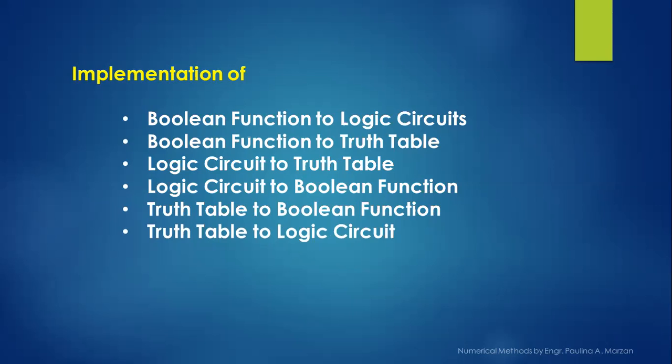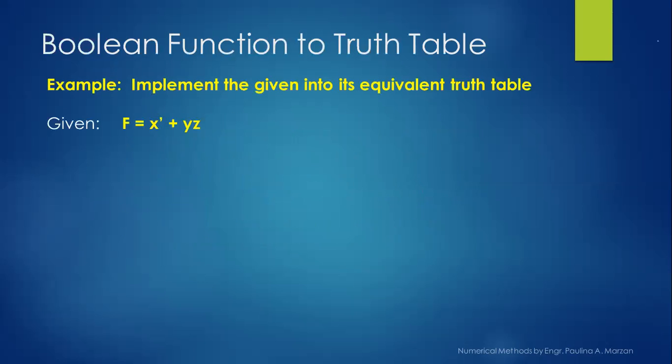So to start, since we're through with the implementation of a Boolean function to logic circuits, let us start right away with the Boolean function to truth table. For the implementation of a Boolean function to the table, let us have this example. Let's say we're going to implement the given into its equivalent truth table, wherein the given f is equal to x prime or y and z.